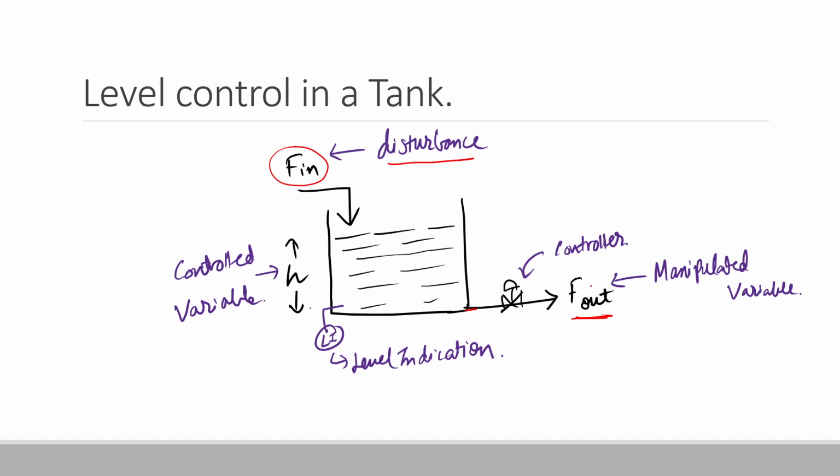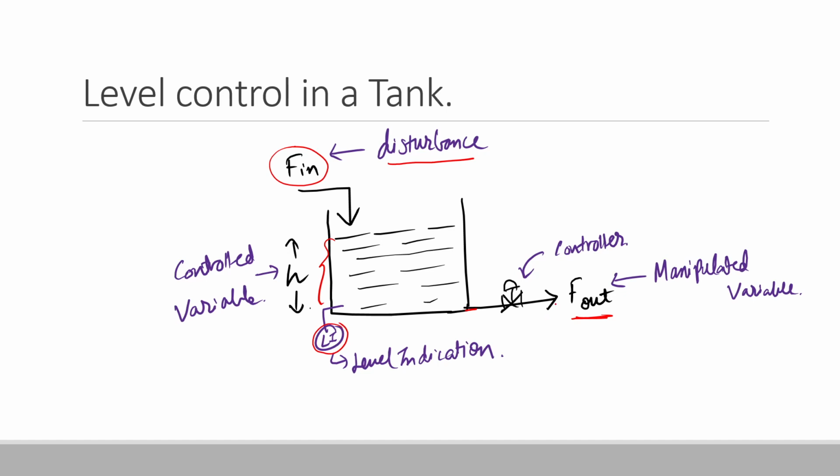Similarly, since our main objective is to control the level in this tank, that is H, we call this variable the control variable H. And then to monitor the level in the tank, we can have this level indicator, that is an LI. LI is basically level indicator.